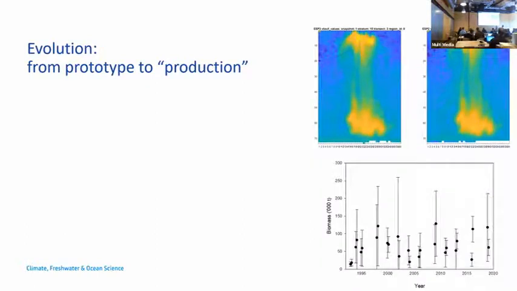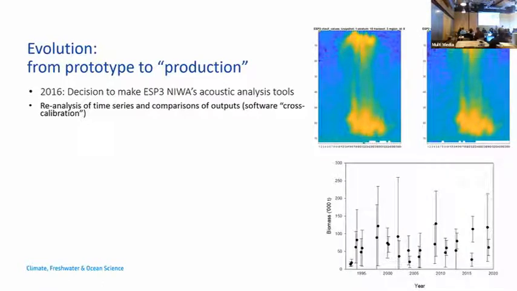Later on, as I was saying, we decided to make it our production tool, because we wanted to keep the consistency in our time series. So, for instance, here in the bottom right, you see a time series of blue whiting that we've been keeping since 1992. You like those error bars because they're just huge, but it's still tracking along pretty nicely for an acoustic survey over this sort of period of time. So we wanted to keep this consistency.